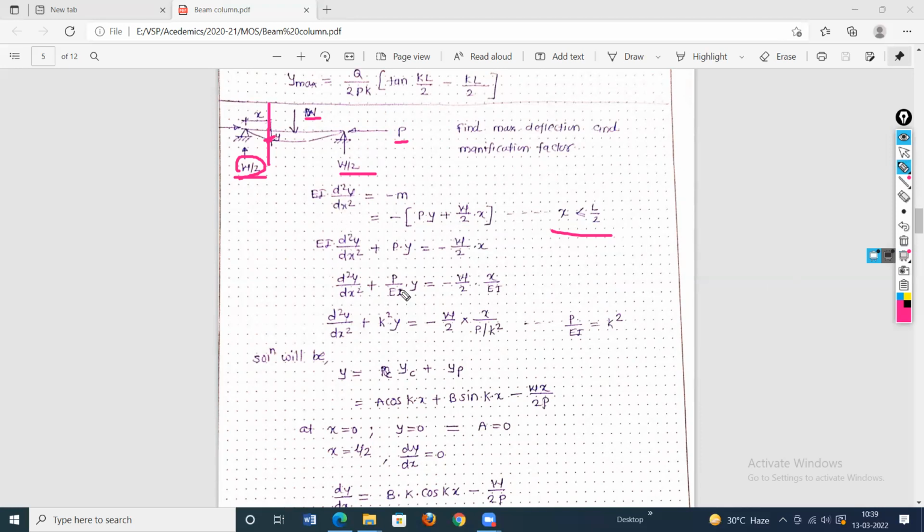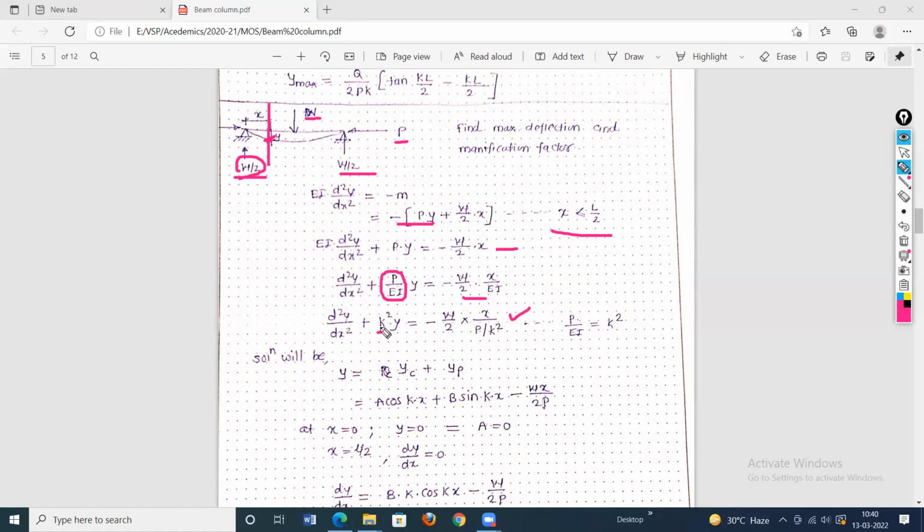Then it will be equal to EI into d2y by dx square plus, now take this particular term on the left side, so it becomes plus P into Y. On the right side, what remains? Minus W by 2 into X. Then divide this complete equation by EI. So it will be d2y by dx square plus P divided by EI into Y is equal to the right side. Then substitute this term P divided by EI by K square. So the equation will be d2y by dx square plus K square Y, and so on. So this is the equation.